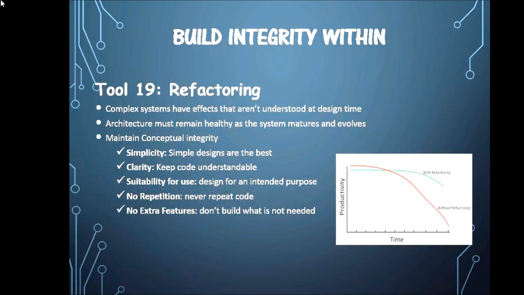The tool number 19, refactoring. Complex systems have effects that aren't understood at design time. Architecture must remain healthy as the system matures and evolves. Maintain conceptual integrity. Simplicity: simple designs are the best. Clarity: keep code understandable. Suitability for use: design for an intended purpose. No repetition: never repeat code. No extra features: don't build what is not needed.